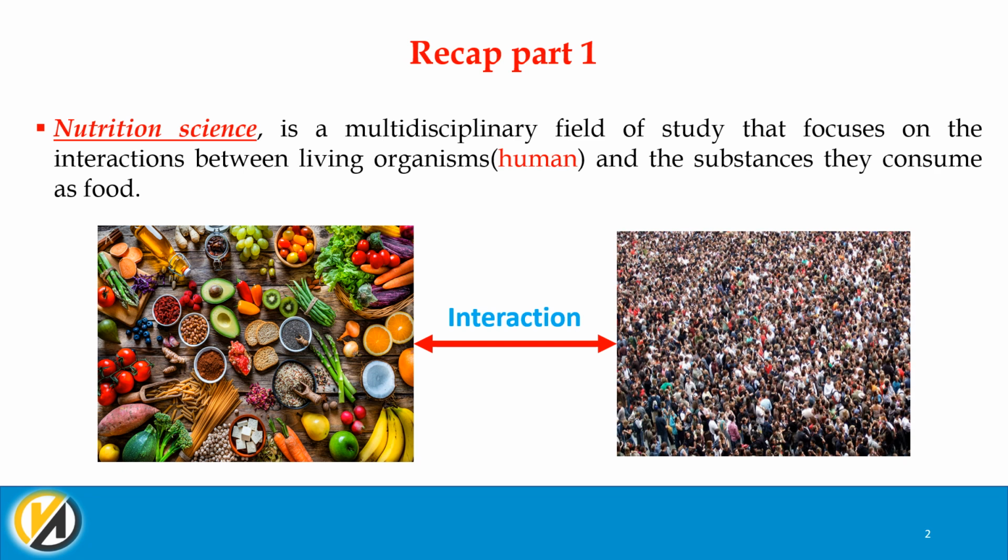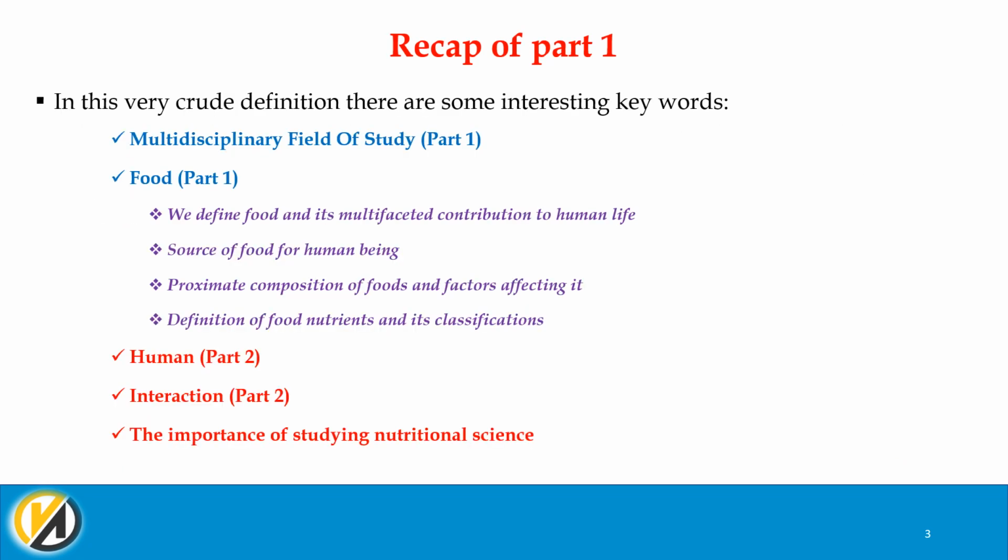In our previous lecture in part 1, we defined nutrition science as a multidisciplinary field of study that focuses on the interactions between humans and the substances they consume as food. As a recap from this definition, we identified 4 interesting keywords: multidisciplinary field of study, food, human, and interactions. From these 4 key points, we discussed the multidisciplinary field of study and food.